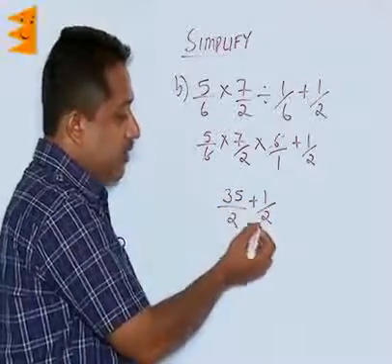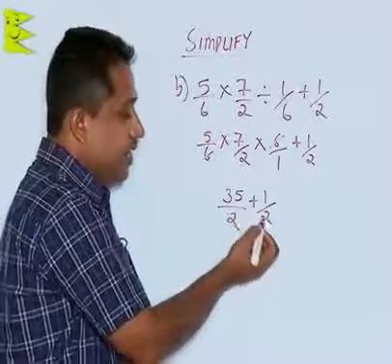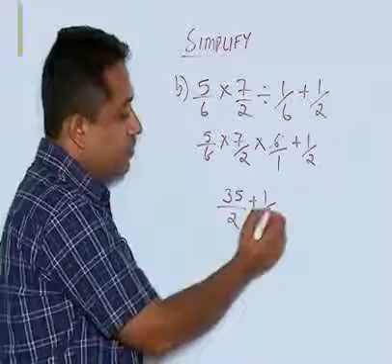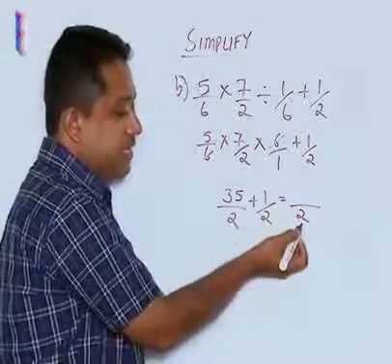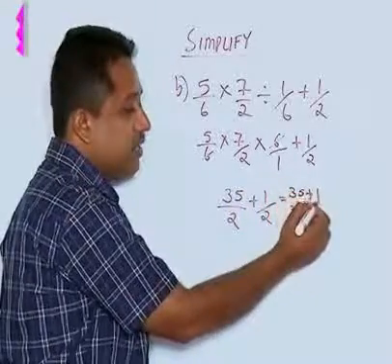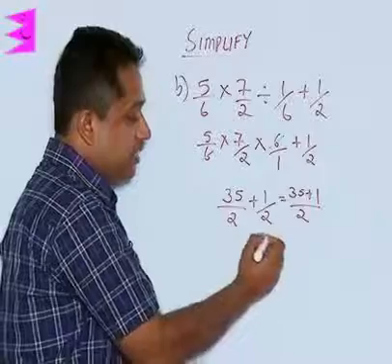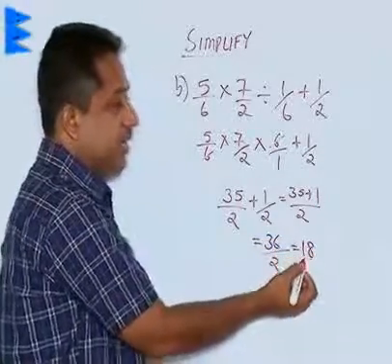Now here what happens is, if you see both the numbers 35 by 2 and 1 by 2, the denominator is the same. So we can simply add them, because the denominator 2 becomes the LCM itself. So directly we can add this. We get 35 plus 1, and we know that 35 plus 1 is 36. So 36 by 2, we are going to get the answer as 18.